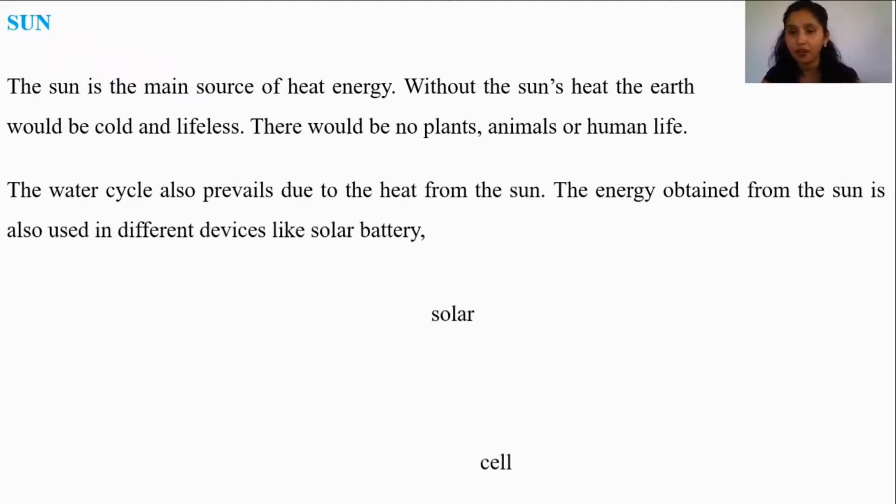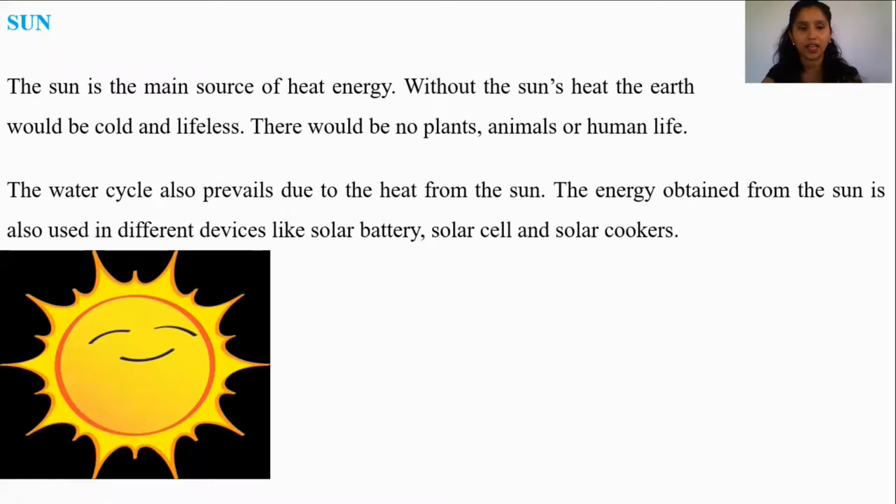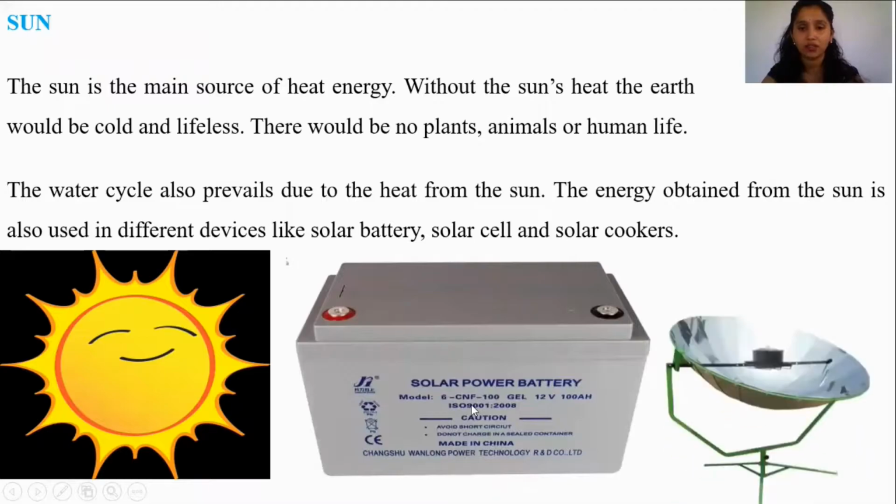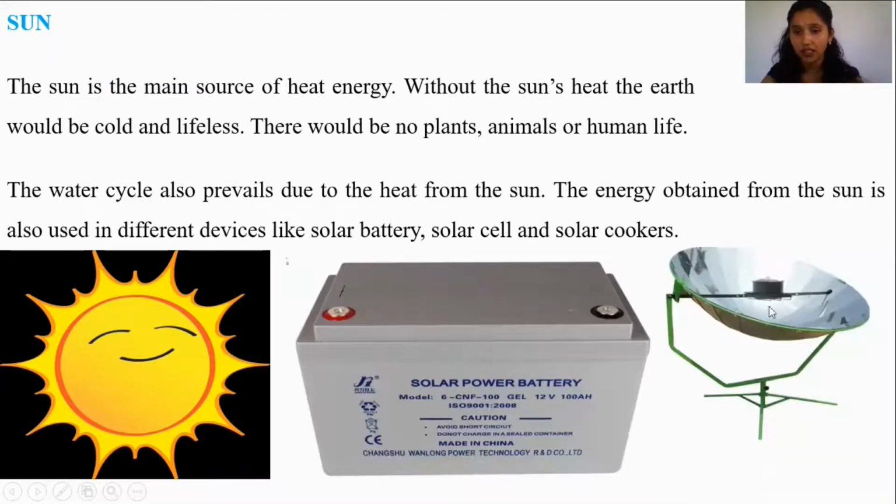The energy obtained from the sun is also used in different devices like solar batteries, solar cells, and solar cookers. Here you can see the figure. This is a solar power battery and a solar cooker. We can even cook certain types of food by using energy from the sun. This is called a solar cooker.